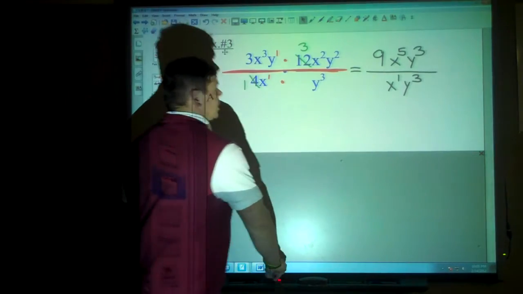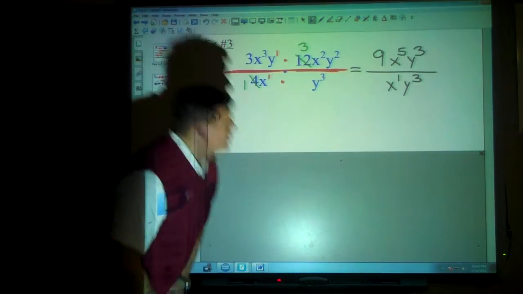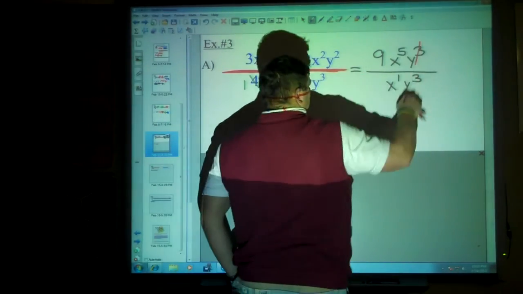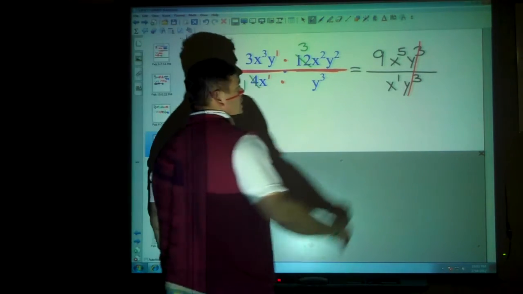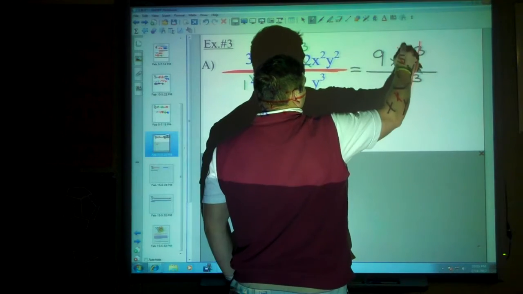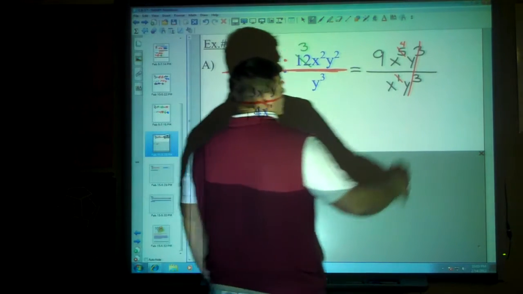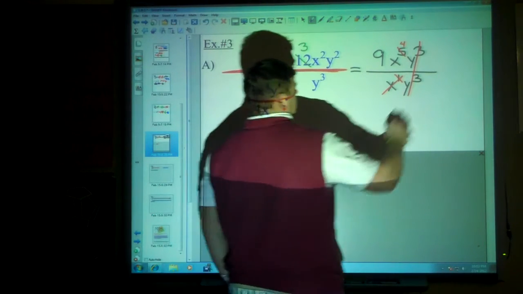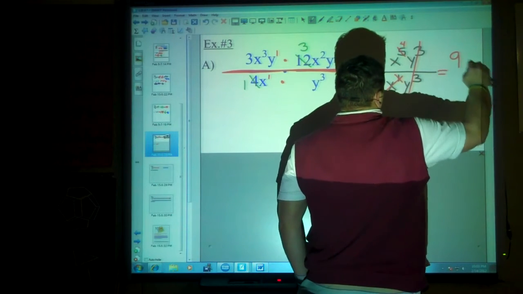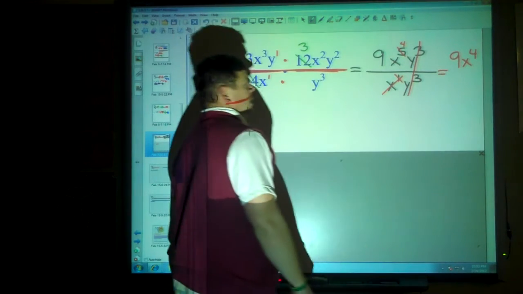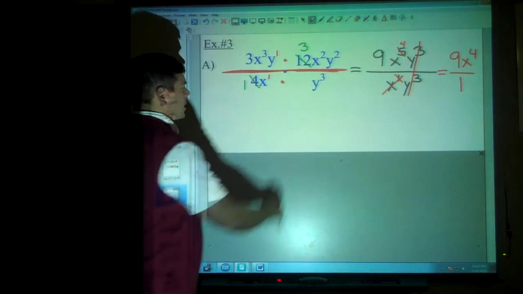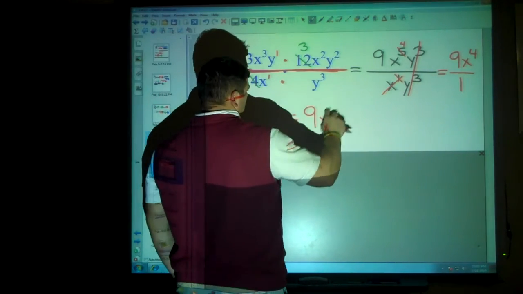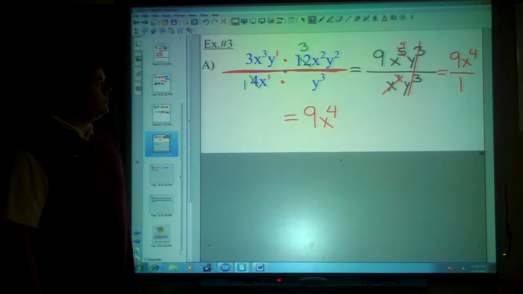Now what we notice is there's an exact same amount of y's on top and bottom, so these y's will cancel out. And how many more x's are on top than on the bottom? One of them will cancel out all but 4 of those. So that basically took out all the x's. Our final answer is 9x to the 4th. And you could put it over 1 because you did cancel everything out, and so a 1 is left underneath. But that's really just 9x to the 4th.